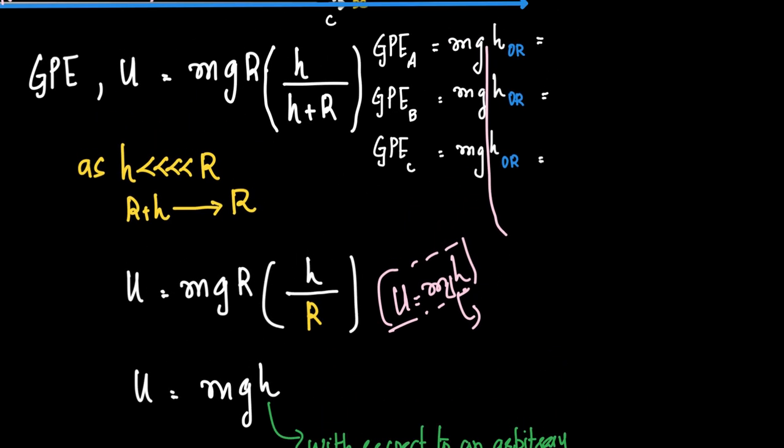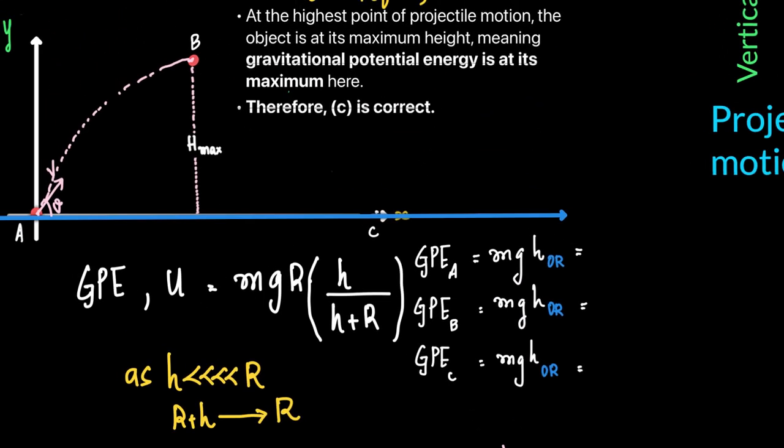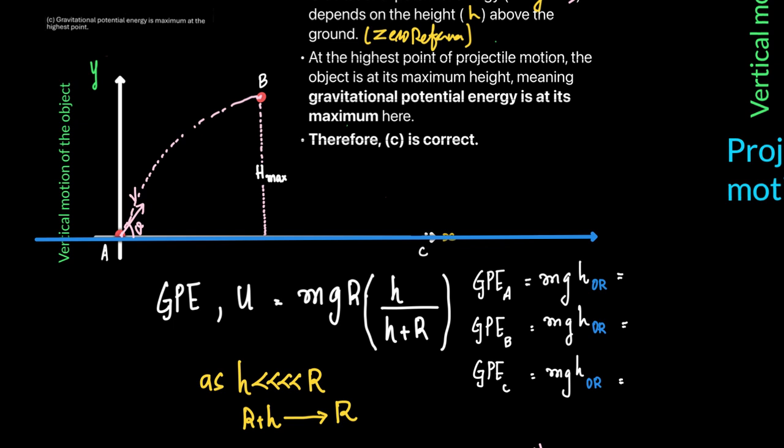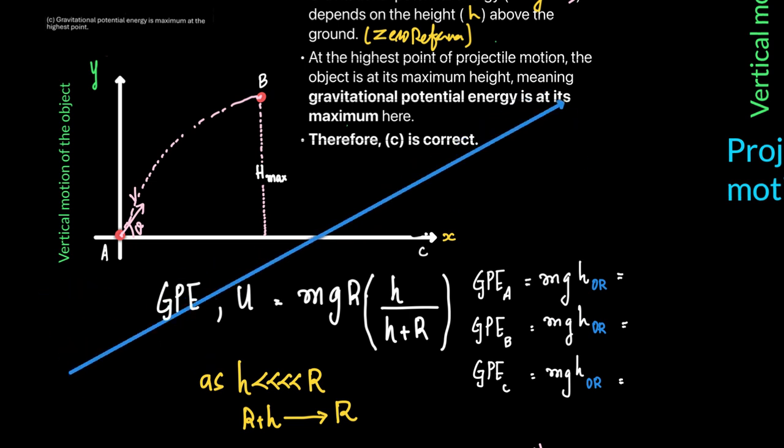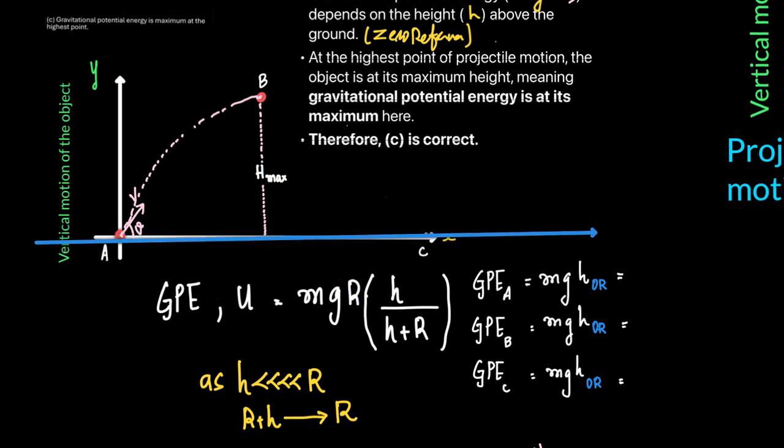So say in this case, if you see, I've got this blue line here as the zero reference. Okay, what am I trying to say? Give me a second. So this is the x-axis, right? This is the y-axis, and now we have a reference axis here, a zero reference. So this zero reference would be considered as h is equal to 0.